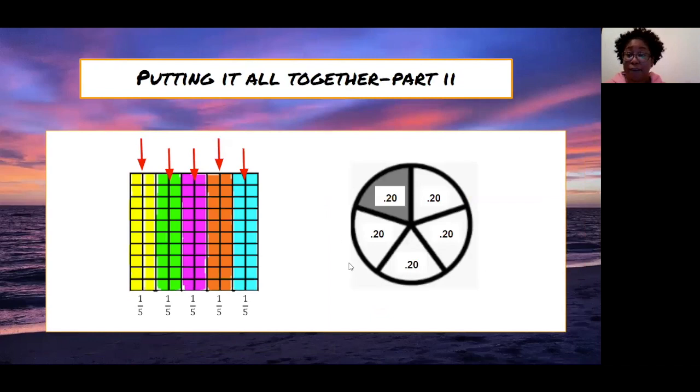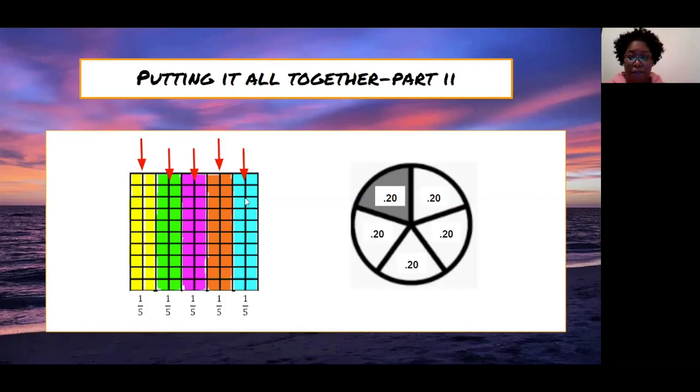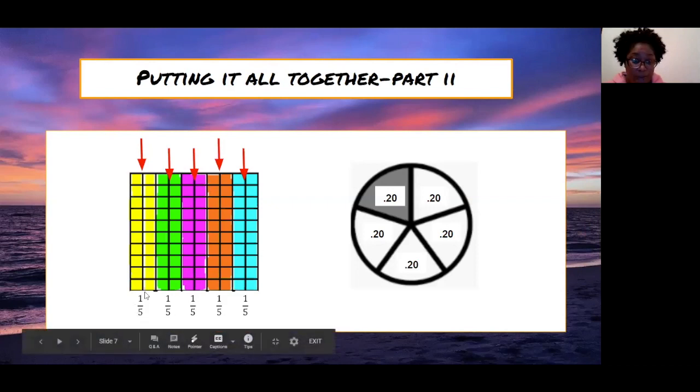We can take it a step further. Okay? Let's take a look at this model. The arrow points to a different section or different piece of the whole. The whole is divided into 5 pieces, and each piece represents 2/10, 20 hundredths, or 1/5. Here you see at the bottom 1/5 plus 1/5 plus 1/5 plus 1/5 plus 1/5 equals 5/5, or the whole.